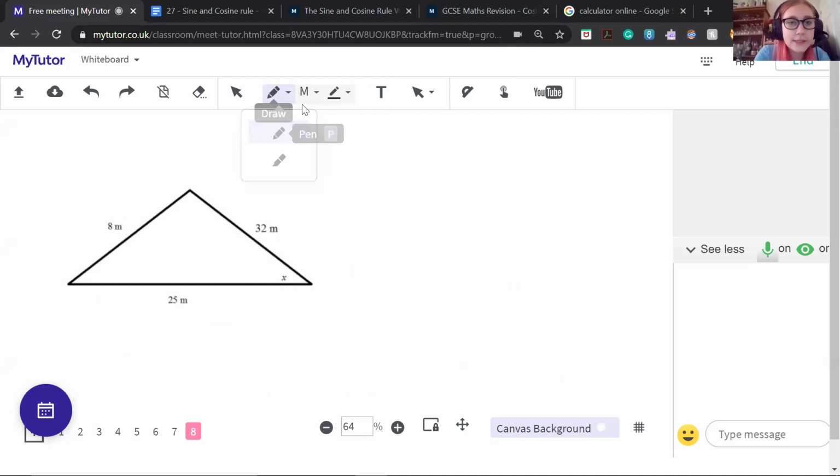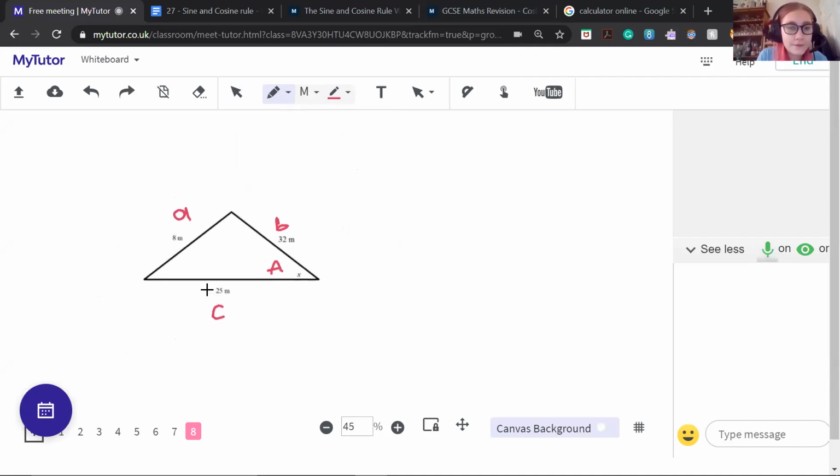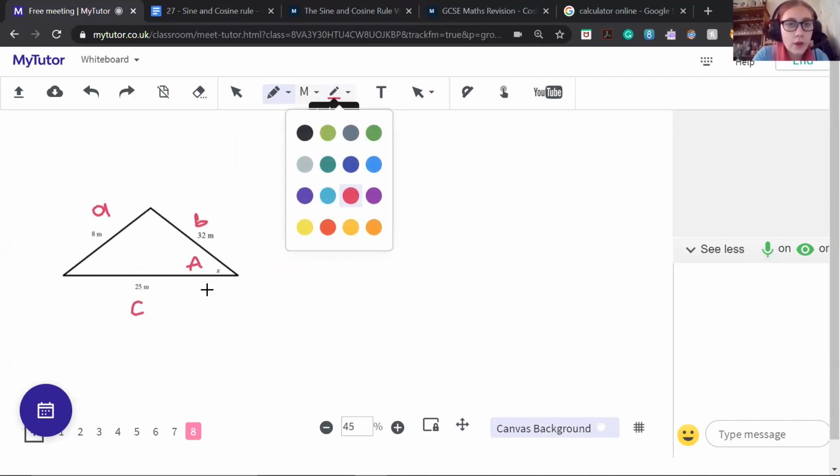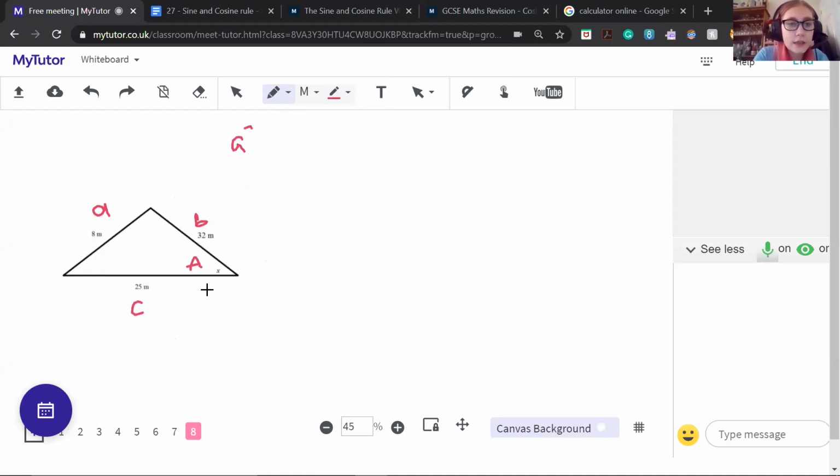So if it helps, again, we can label what's what. So we always start by labeling the angle as A. So then we know which one's little a. And then the others, it really doesn't matter which one's B and C. Then we'll recall what our cosine rule is. So A squared equals B squared plus C squared minus 2 BC cos A.